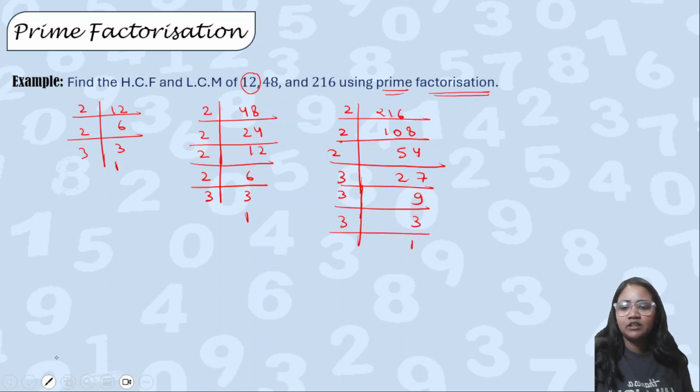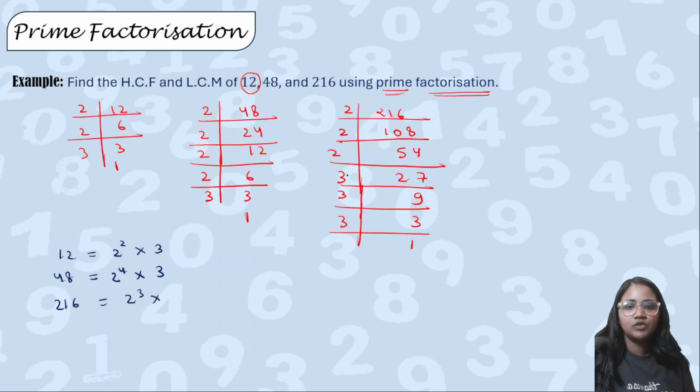Now let's write it. How do we write? Okay, 12 can be written as 2 to the power 2 into 3. Yes. How can 48 be written? 48 is written as 2 to the power 4 into 3. Okay. And how do we write 216? 216 is 2 to the power 3 into 3 to the power 3. Okay, so here the power of 3 is 1 in the first two. So in each composite number, we have the same two primes. We can see 2 and 3.